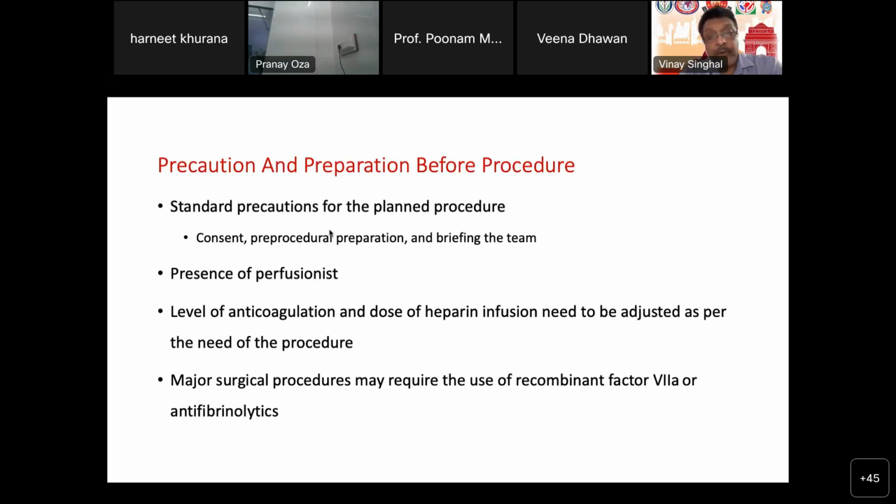And what precautions do we take during and before the procedures? Standard precautions have to be taken, like we take for all the procedures: consent, pre-procedural preparation and briefing of the team, presence of a perfusionist, level of anticoagulation, dose of heparin. The infusion needs to be adjusted as per the need of the procedure. Major surgical procedures may require the use of recombinant factor 7A or antifibrinolytics. Next slide, please.